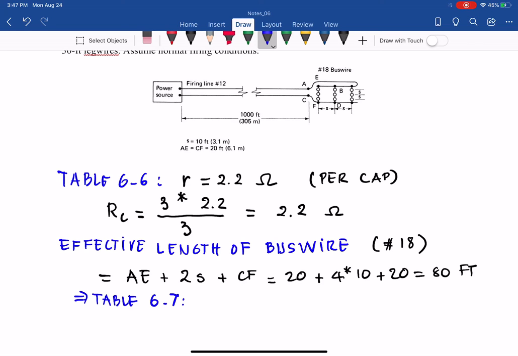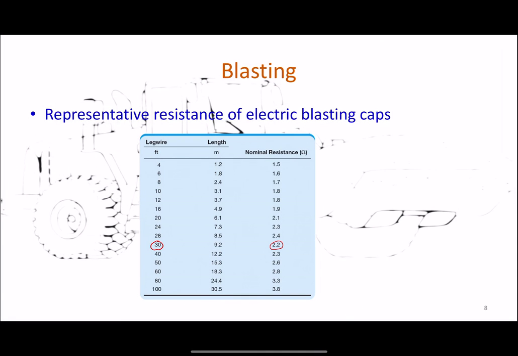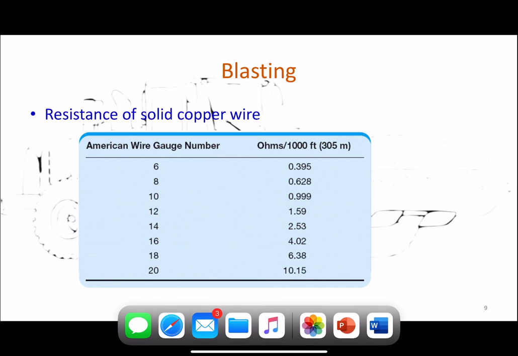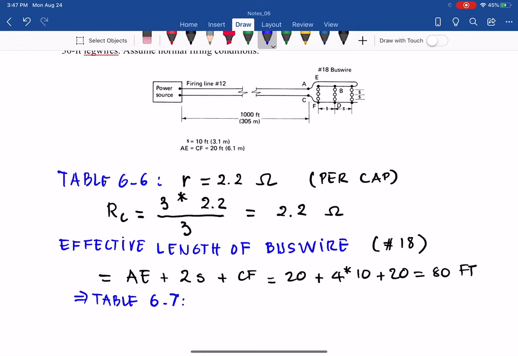Go to table 6-7. And again, keep in mind that in this case it is number 18. So you have 6.38 ohm per 1,000 feet. Keep that in mind. The unit is ohms per 1,000 feet. From that one, we can go back here.